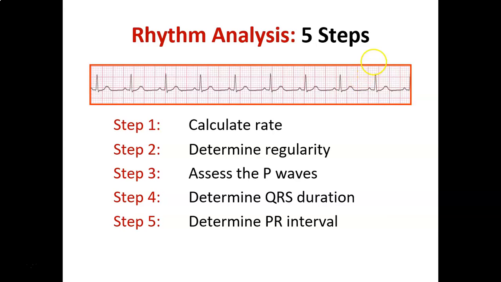Okay, to analyze a rhythm, we have a structured approach, and these are the 5 steps to analyze a rhythm strip. Step 1 is calculate the rate, step 2 determine the regularity, step 3 assess the P wave. Each P wave must have its own QRS complex with a 1:1 ratio. In step 4, you will determine the QRS duration, and in step 5, you will assess the PR interval. Once you apply these 5 steps, most of the rhythm strips you can easily analyze.